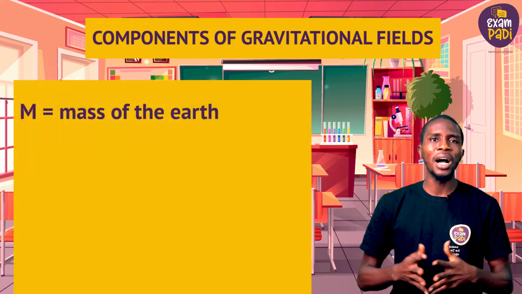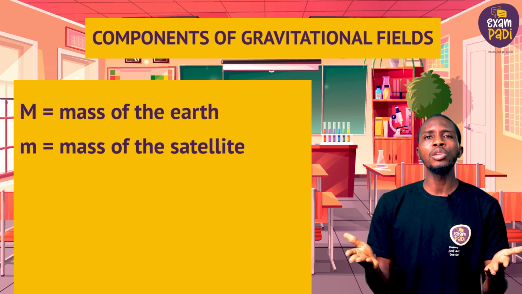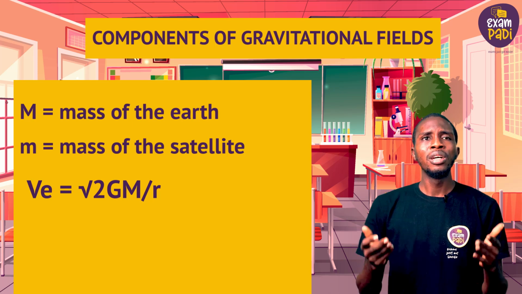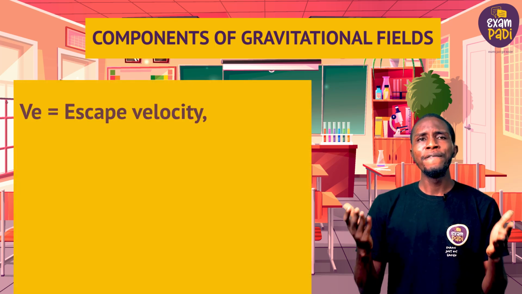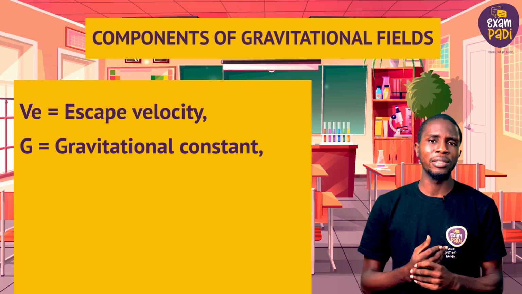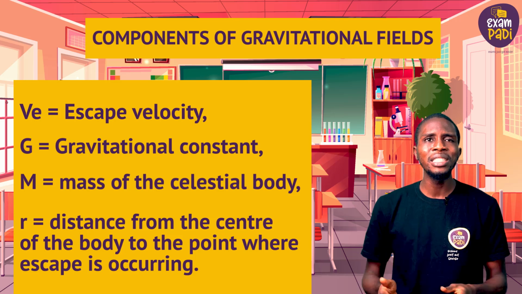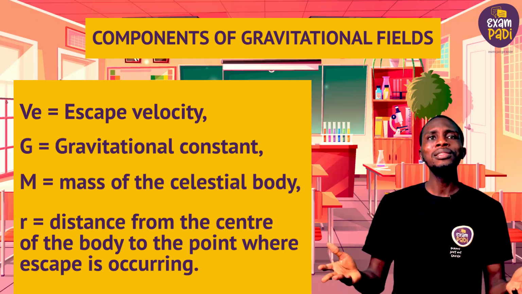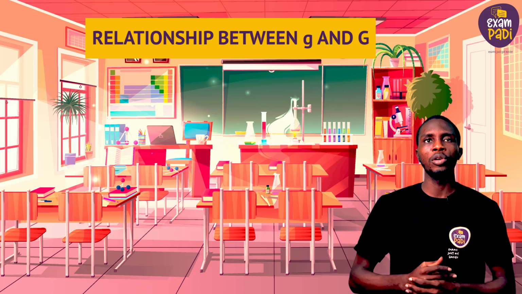If M equals the mass of the Earth and small m equals the mass of the satellite, then the escape velocity is VE = square root of 2GM divided by r, where VE is the escape velocity, G is the gravitational constant, M is the mass of the celestial body, and r is the distance from the center of the body to the point where escape is occurring. Let's discuss the relationship between acceleration due to gravity and the gravitational constant.